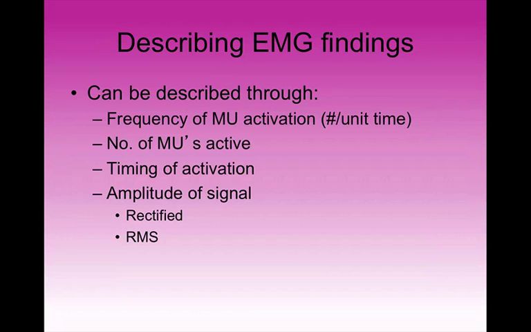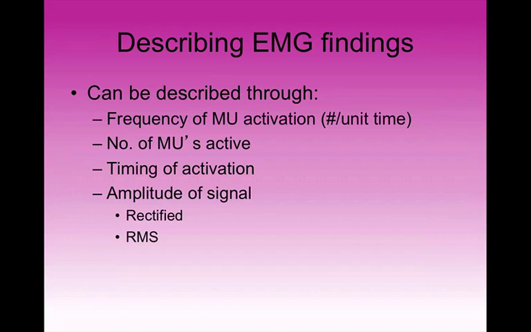Unfortunately, the amplitude of the signal is difficult to get sometimes because we have both positive and negative inflections in EMG. If we were to just summate those, the overall amplitude would come out to be roughly 0, right? For every positive, we have a negative, and what's our amplitude?